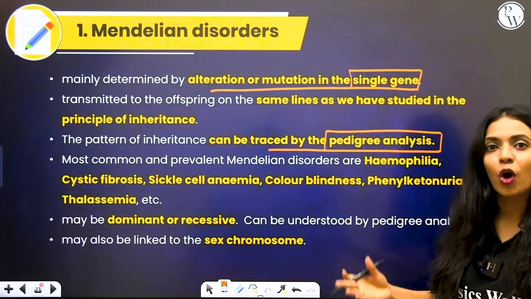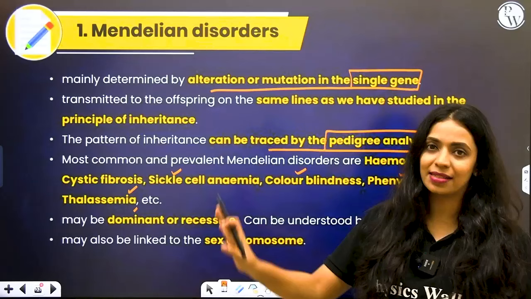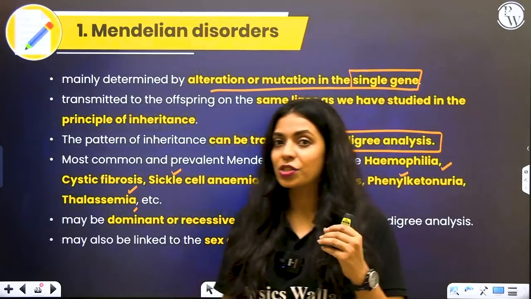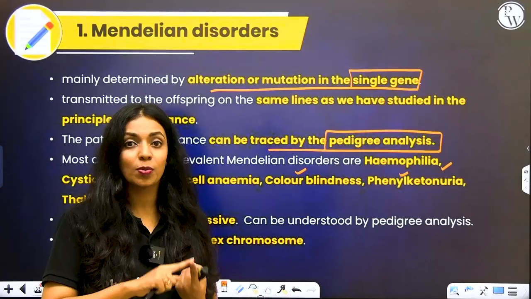What are some common Mendelian disorders? Hemophilia, cystic fibrosis, sickle cell anemia, color blindness, phenylketonuria, thalassemia. All of these are examples of Mendelian disorders, some of which we'll discuss going forward. So these alleles that are responsible for causing the disease may either be dominant or recessive. Sometimes they're even present in the sex chromosomes, where we say they are sex-linked disorders. Or they could be present on the autosomes, in which case we call them autosomal disorders.